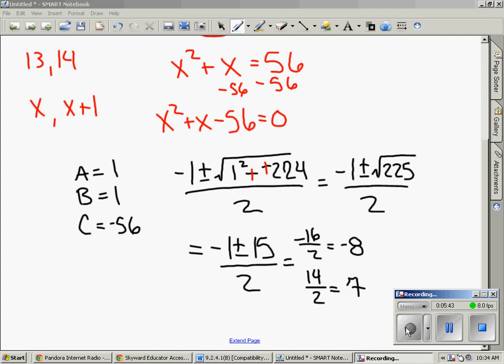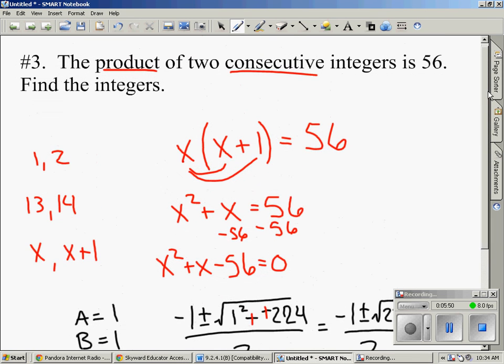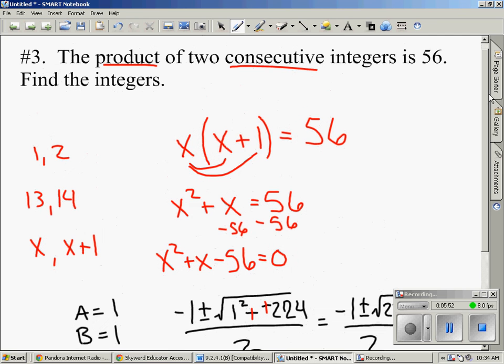Your two answers you should be getting are negative 8 and 7. Now let's go back up and look at the problem. It was looking for two consecutive integers that when you multiplied them together you got 56. So let's start with the negative 8 and think about it. If my number is negative 8, the next consecutive integer is negative 7. Now I think about the product. Negative 8 times negative 7 is a positive 56. So that one works.